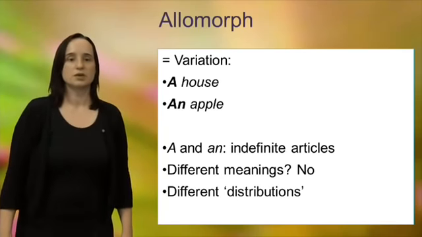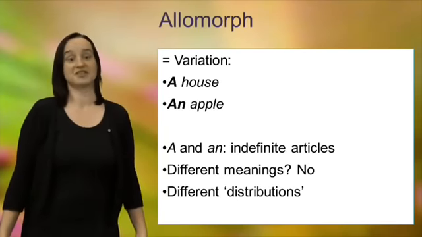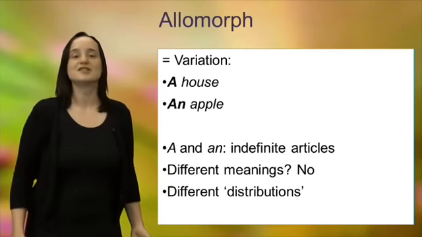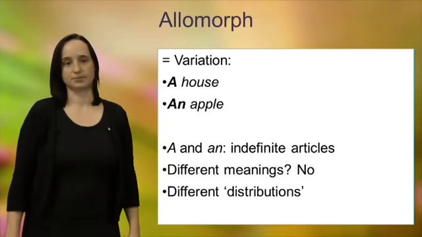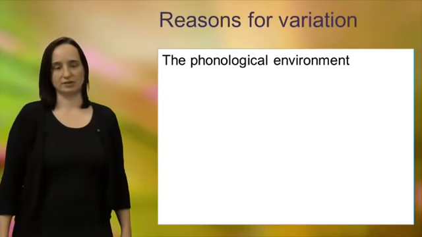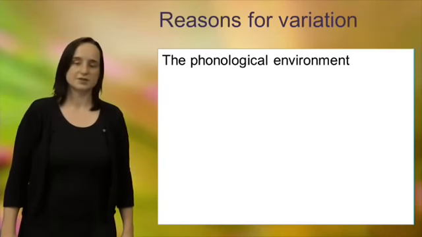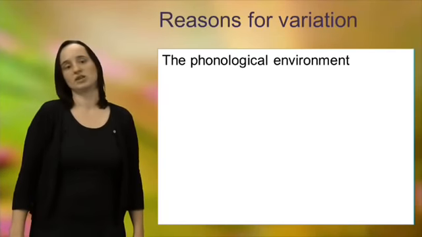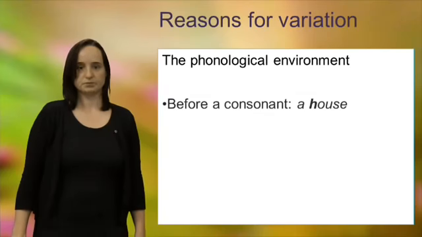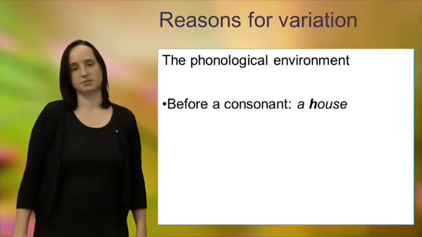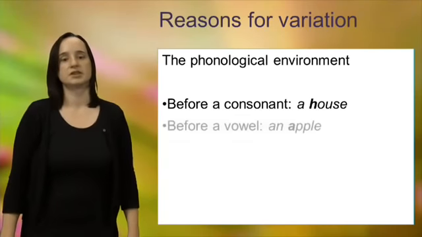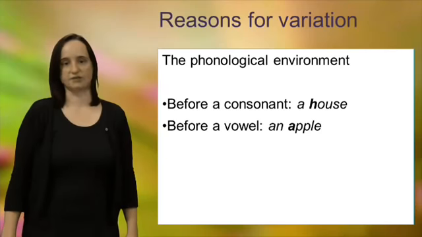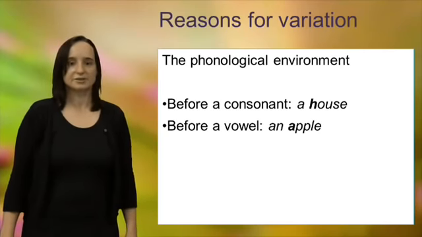What's different between them is that a appears without an and also that they have different distributions. So they look different because of the place where they appear. And this has to do with the sounds around them. The reasons for why they look different have to do with the phonological environment. Now, when a appears before a consonant, the form is a, whereas when this indefinite article appears before a word that starts in a vowel, the form is an. So a house, an apple.